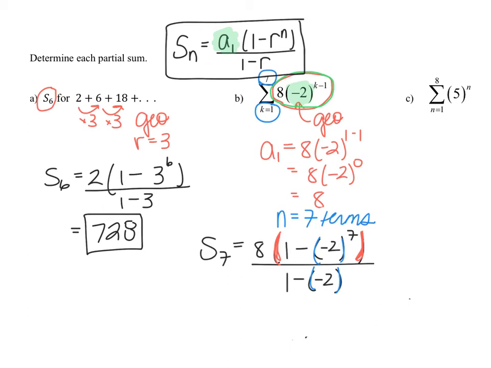And of course, if you really wanted to simplify the denominator, you could do so. But I tend to just go straight to my calculator from here, and it looks like our sum should be 344.